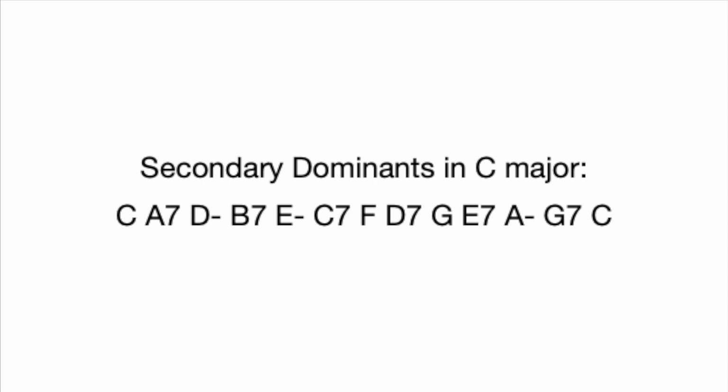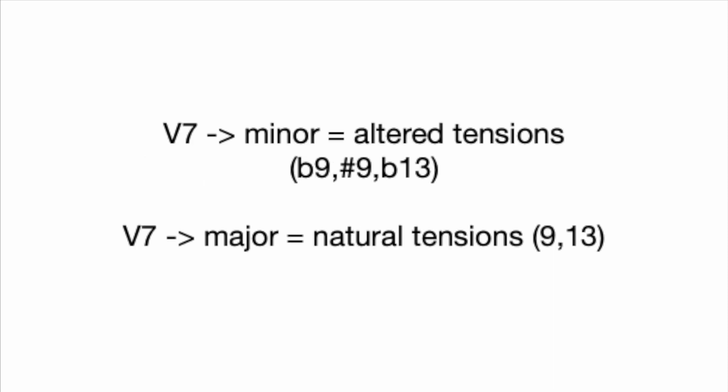The rules around which scales to use over secondary dominant chords are a bit complex, but a general rule of thumb is dominant chords resolving to minor chords tend to take altered tensions, specifically flat 9, sharp 9, and flat 13, whereas dominant chords resolving to major chords tend to take natural 9 and 13 tensions.